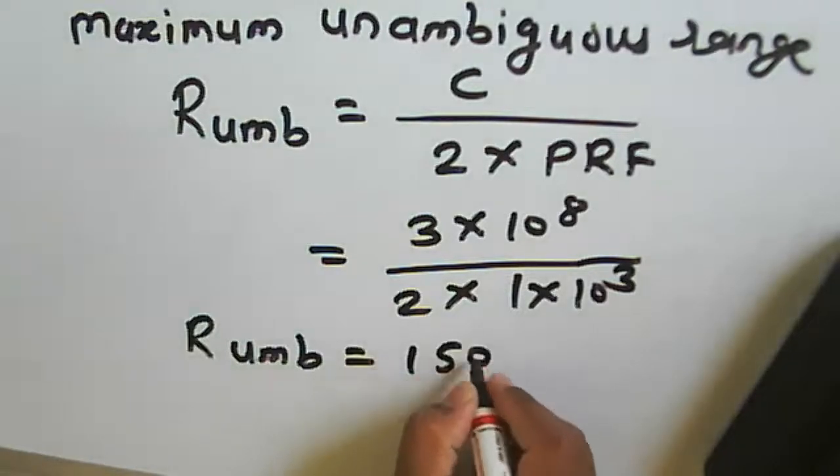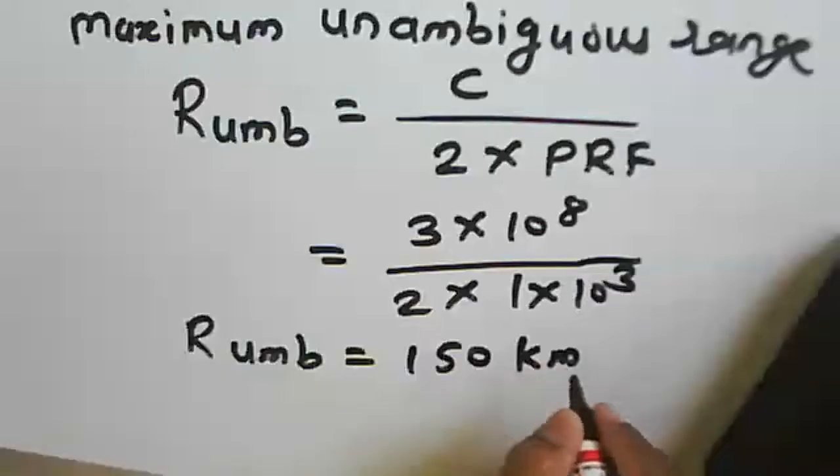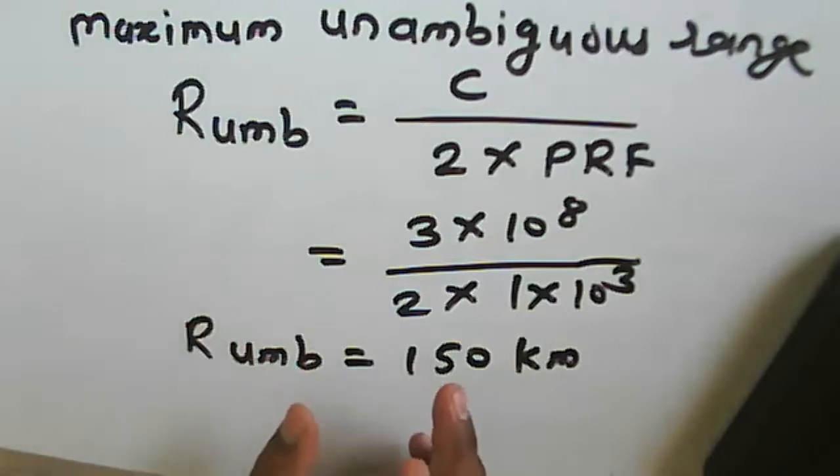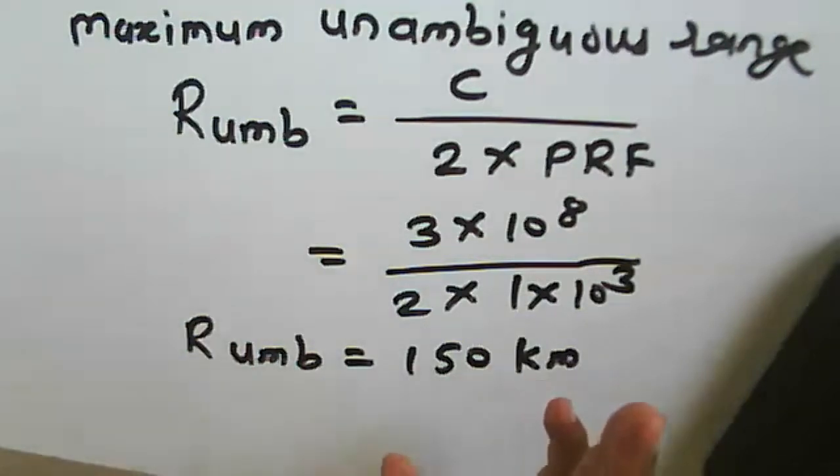Okay, after solving, we'll get the unambiguous range equal to 150 kilometers. So this one we can find out. Generally we say, okay, what will be the ambiguous range in terms of the given range there.